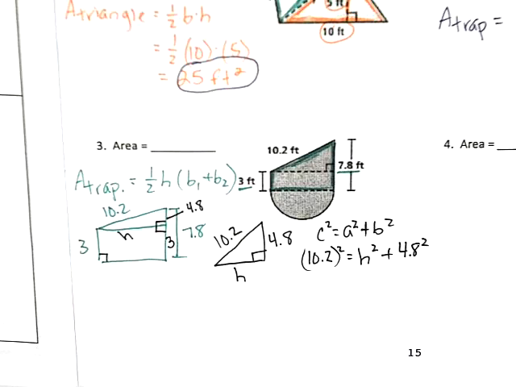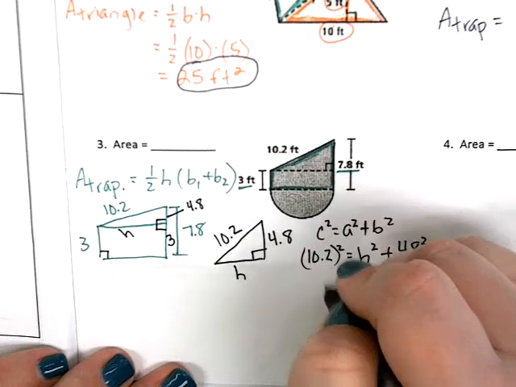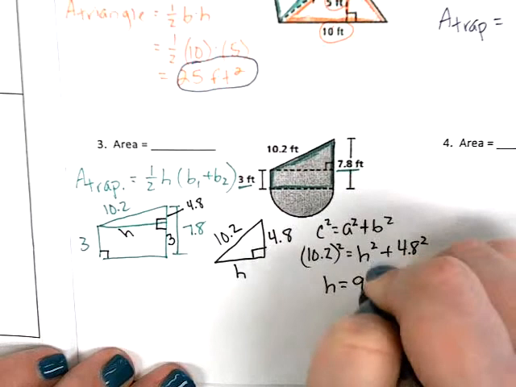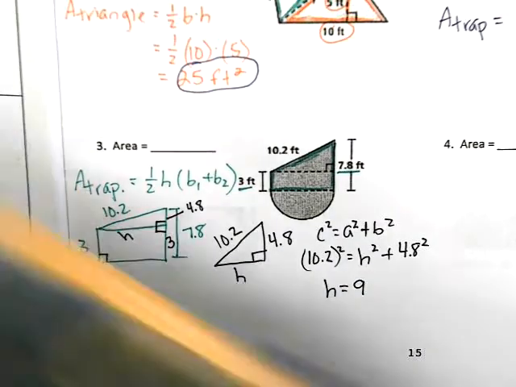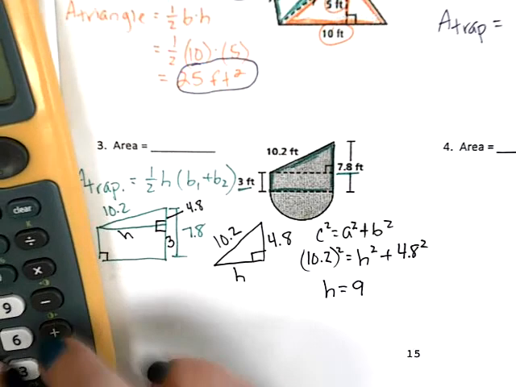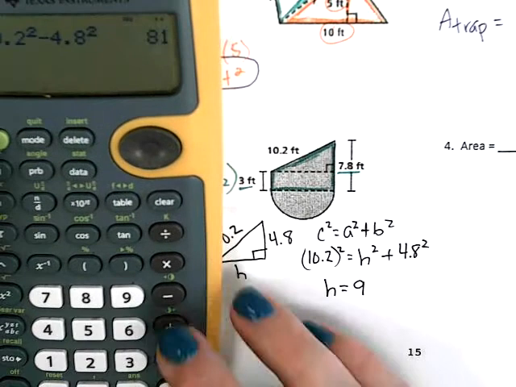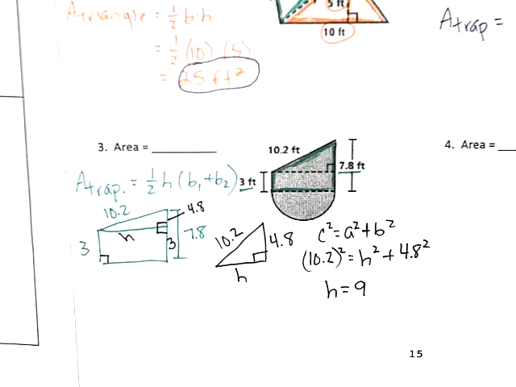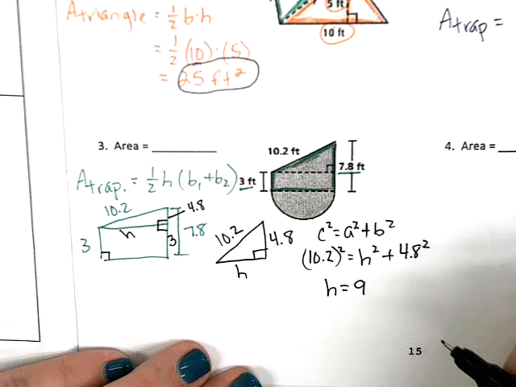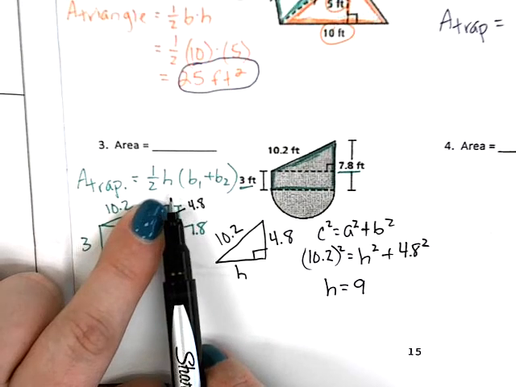If you do the work behind it, grab your calculators out, we will get down to H equals 9. Grab your calculators and double check. I'm going to grab mine too, just in case. 10.2 squared minus 4.8 squared is 81, and I take the square root, I get 9. Okay, cool. So I did have that right. We're good. That means I can plug that in for the height of my trapezoid.